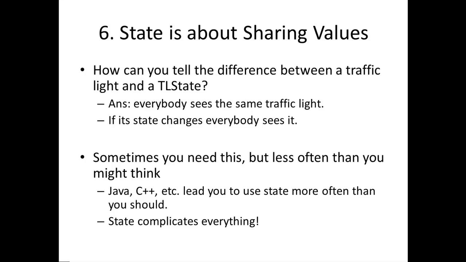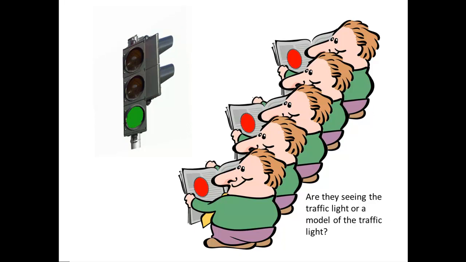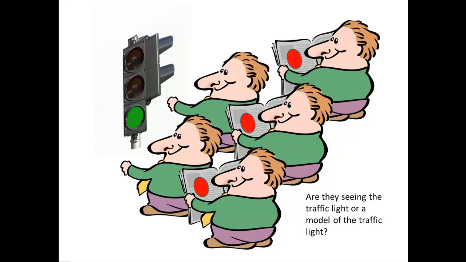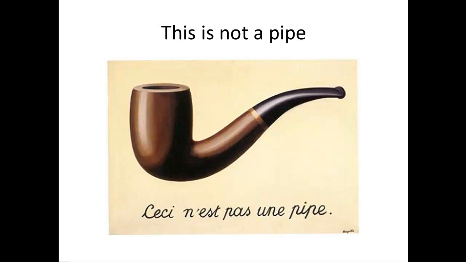Java and C++, conventional programming languages, train you to use state more often than you should. And having state in your program complicates everything. Are they seeing the traffic light or a model of the traffic light? When the traffic light turns green, the ones who are looking at the real traffic light get to cross, and the others do not. Now we know. Or, as they put it way back at the beginning of the 20th century, this is not a pipe. The distinction between data and information hits us again.